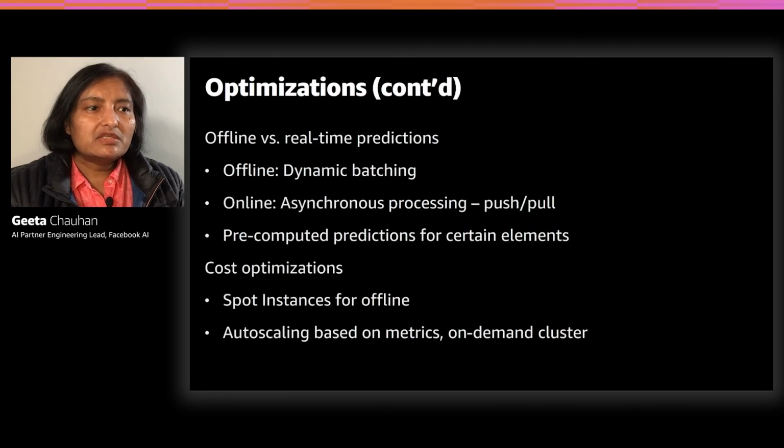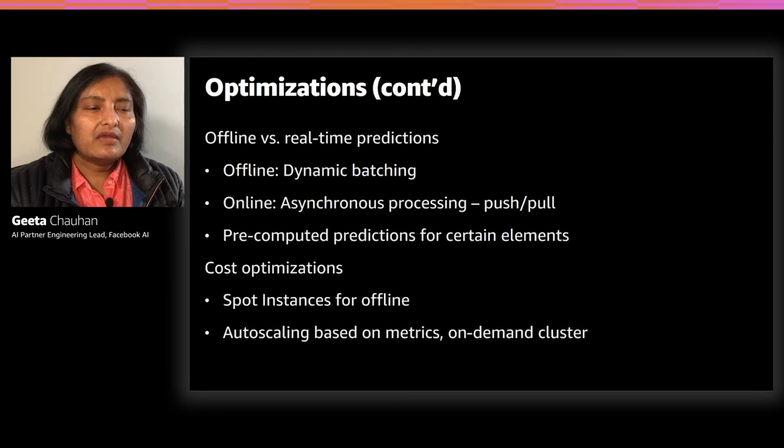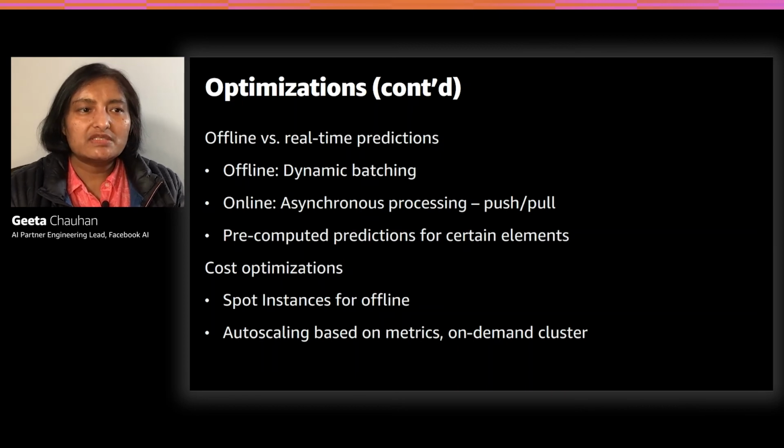Other considerations include, if you are doing offline predictions, you can do dynamic batching of your predictions. If you're doing online predictions, you should consider asynchronous processing, either in a push or a poll mode. If you're storing the results in a database, you could be polling for it. If there are certain elements which do not change through the day, you can do pre-computed predictions at night and use that for the entire day. So you can introduce techniques like this.